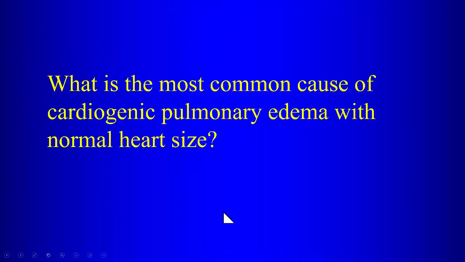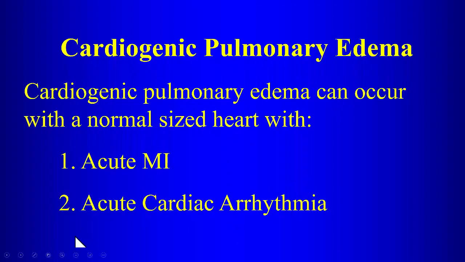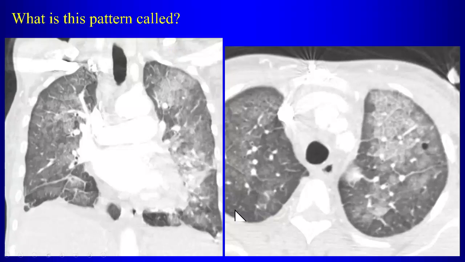All right, the most common cause of cardiogenic pulmonary edema with normal heart size, that's myocardial infarction. Usually we think of cardiogenic pulmonary edema as giving you a big heart, but you can have normal heart size if the patient has an MI and is in cardiogenic pulmonary edema. Less common, but an acute cardiac arrhythmia can also lead to cardiogenic pulmonary edema with normal heart size.